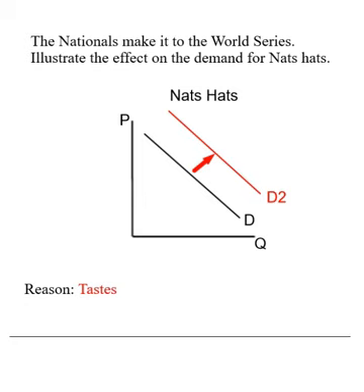This is about taste. If the Nationals make it to the World Series, then they're going to be more popular. And when popularity increases, that's going to make demand rise. So we have a right shift, D2, and the arrow pointing in the direction of the shift. So hopefully that went well and you're starting to understand demand and demand shifters.